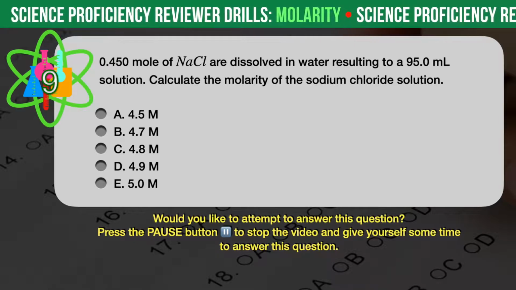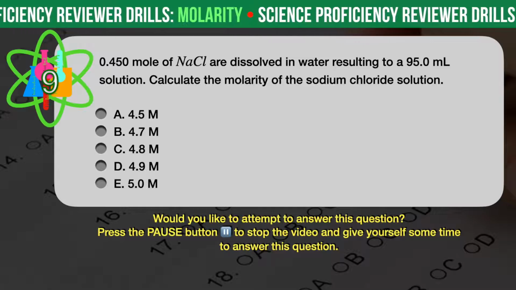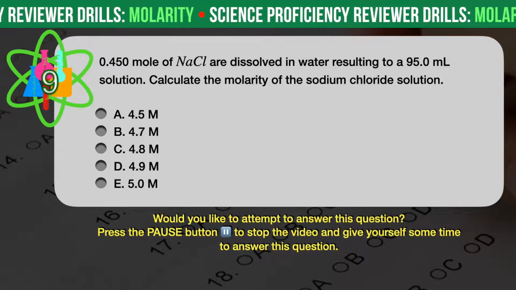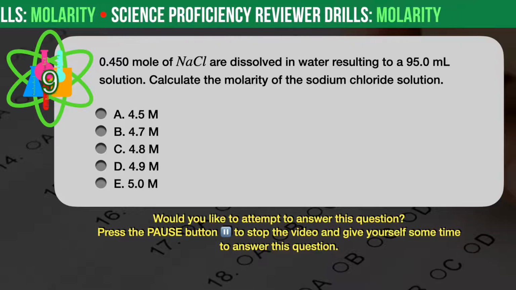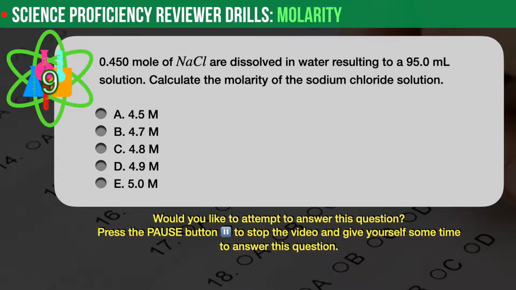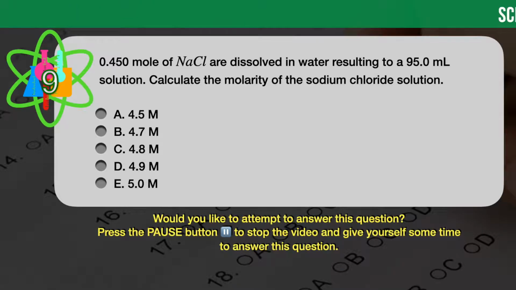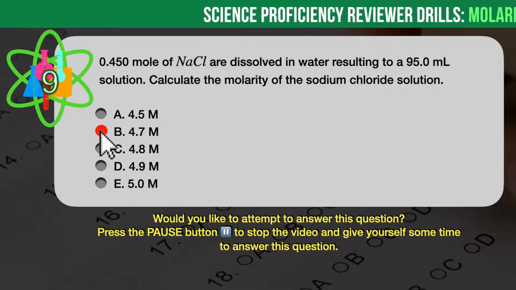Drill question number 9. 0.450 mole of NaCl are dissolved in water, resulting to a 95.0 milliliter solution. Calculate the molarity of the sodium chloride solution. A. 4.5 M, B. 4.7 M, C. 4.8 M, D. 4.9 M, E. 5.0 M. The correct answer is B.